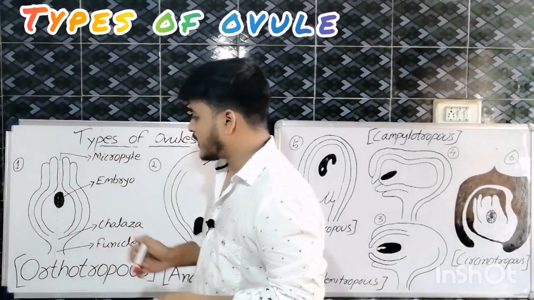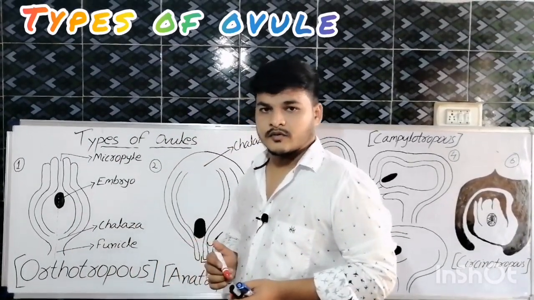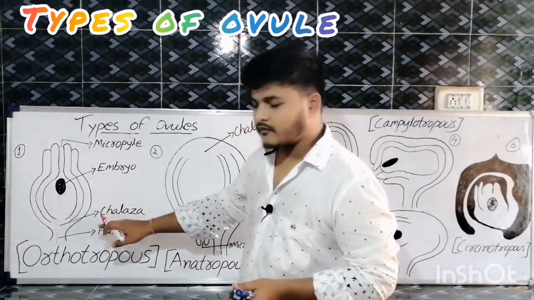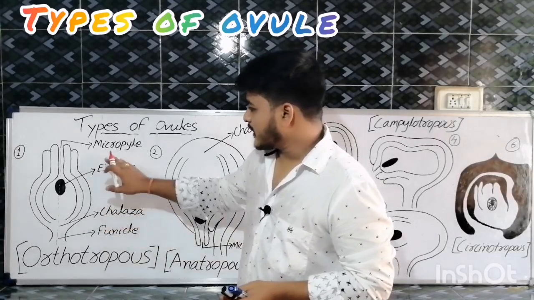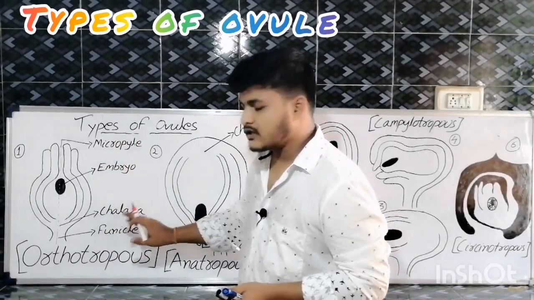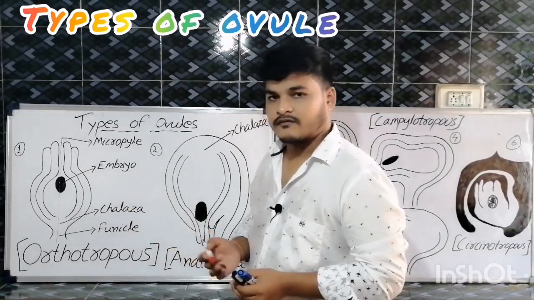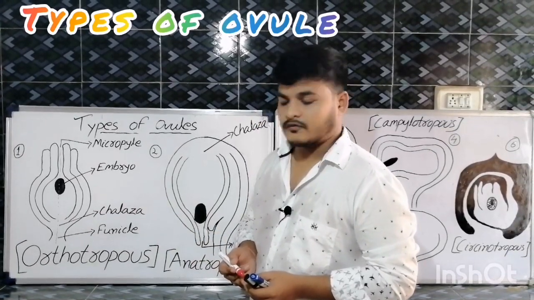These types of ovule are mainly found in gymnosperms, most commonly found in gymnosperms. I repeat, these types of ovules are mainly found in gymnosperms. In this type, the micropyle, chalaza and funicle, these 3 parts, are arranged in a single line. So this type of ovule is known as the orthotropous ovule.